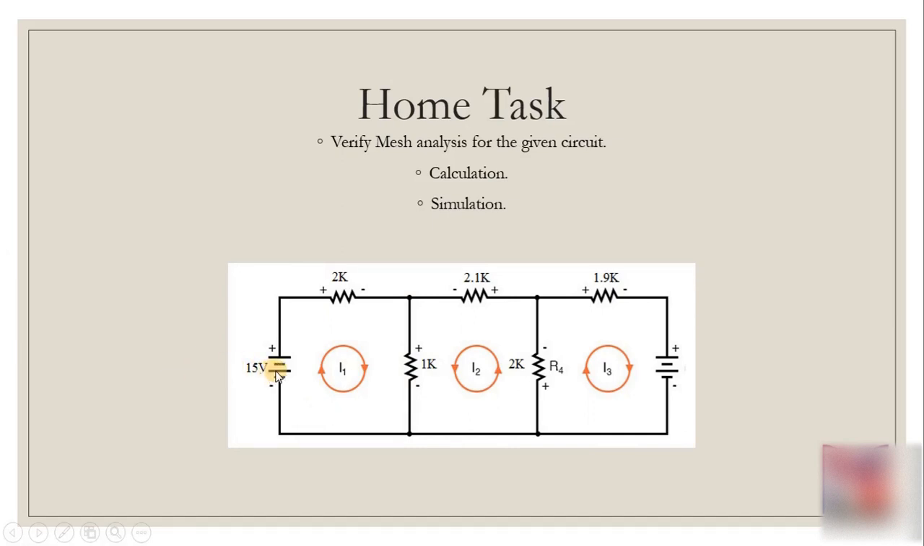Here you have two voltage sources, both of 15 volts. Consider this as 15 volts as well. So you have 2K here, 2.1 kilo ohms here, 1 kilo ohm here, 2 kilo ohms here, and 1.9 kilo ohms here. There are 3 loops or meshes and 1 major mesh. So you have to verify mesh analysis for this circuit.